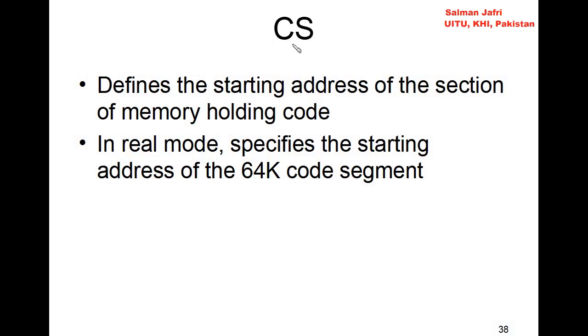So let's first talk about the CS, the code segment register. It defines the starting address of the section of the memory holding the code. So the segment address is basically telling you the starting address. If you want to find the starting address of the code segment, we look at the CS register. For the data segment, we look at the DS register. Similarly for ES and SS. In real mode of operation, which is precisely what we are studying at this moment, it specifies the starting address of the 64K code segment.